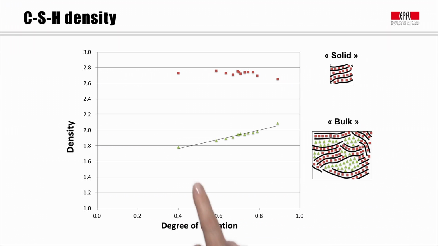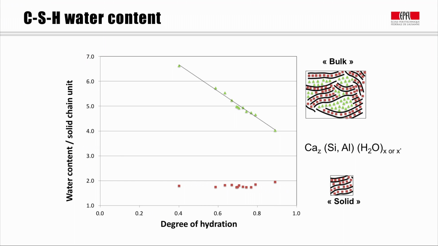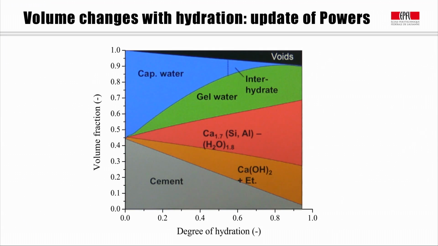So at the beginning, we have quite a low density, below 1.8, and by the time we're getting to a high degree of hydration, we're seeing that this is going to a density of about 2.1, which is very much in line with the kind of densities that have been estimated from other techniques. We can look also at the amount of water contained in the CSH. So again, for the solid nanocrystalline regions, the amount of water content is around 2 for each solid chain unit, whereas for the bulk, the amount of water on average is decreasing because we have less water proportionally in the gel pores.